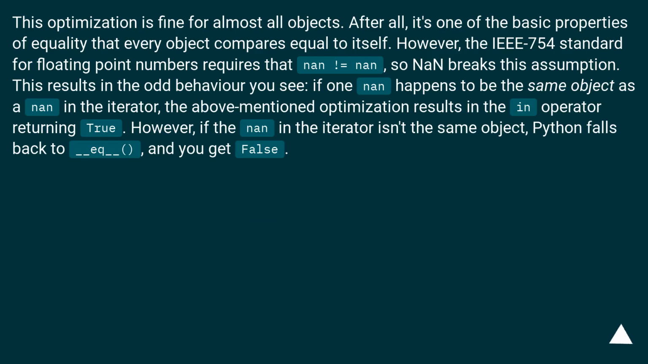This optimization is fine for almost all objects. After all, it's one of the basic properties of equality that every object compares equal to itself. However, the IEEE 754 standard for floating point numbers requires that nan not equal nan, so nan breaks this assumption. This results in the odd behavior you see. If one nan happens to be the same object as a nan in the iterator, the above-mentioned optimization results in the in operator returning true. However, if the nan in the iterator isn't the same object, Python falls back to __eq__, and you get false.